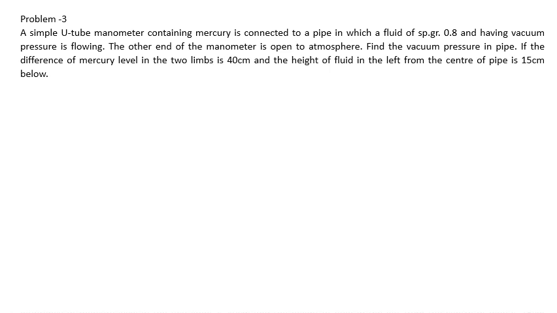So this numerical is connected to measure the vacuum pressure. The previous numerical was related to a simple U-tube manometer, but that was used to find the gauge pressure, or pressure higher than the atmospheric pressure. But this numerical is related to vacuum pressure. That means here pressure is lesser than the atmospheric pressure.